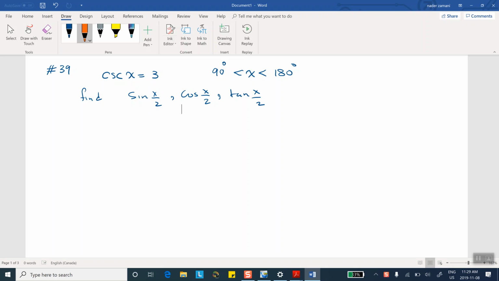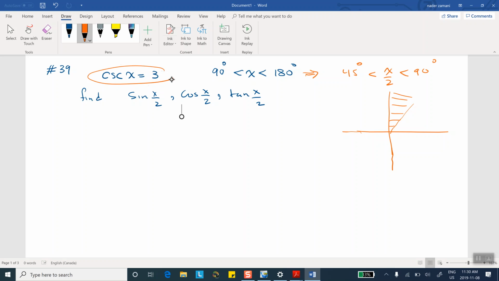The first thing that we notice is that if you have this, x over 2 is between 90 degrees and 45 degrees. And what that means is that your angle x over 2 is in here, between 45 and 90. Okay, that will allow you to pick the appropriate algebraic sign for sine of x over 2 and cosine of x over 2.